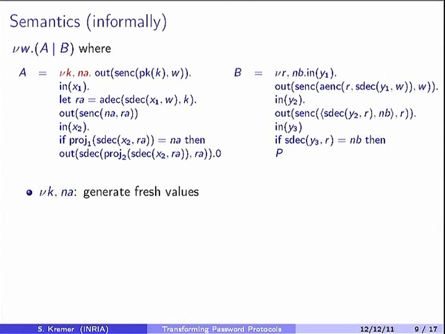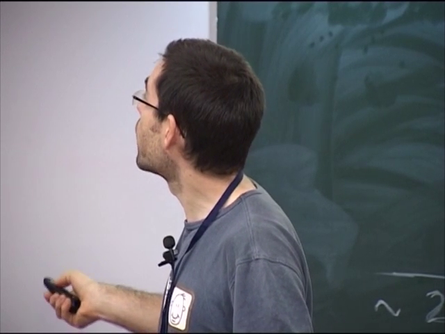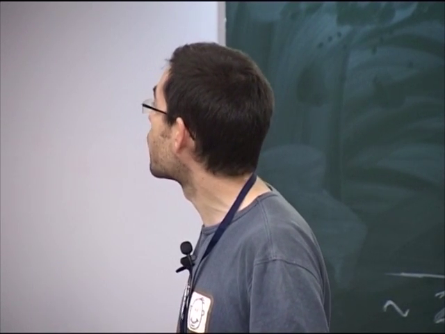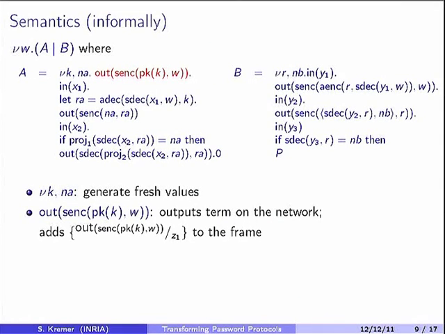At the beginning, we are generating two new secrets, K and NA. This is written as new K and NA. This just says these are fresh values that are generated and they have a scope, so they don't exist outside of this process. When I write out of a term, this means I'm outputting it, and as a side condition, I'm adding this into the frame, which is what the adversary will record when interacting with the protocol.